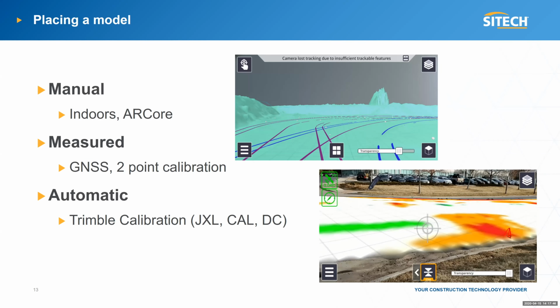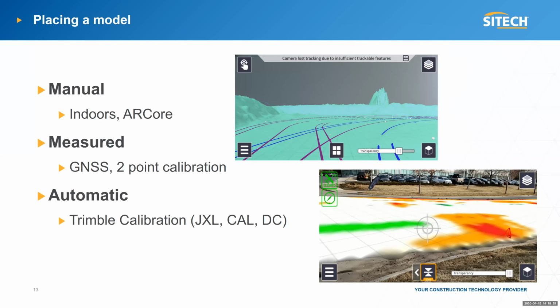There are 3 ways of placing a model. The first one, which is mostly for indoors, is the manual placement. So let's say indoors where you don't have a GNSS connection, where it's not possible, you can place the model manually by just using the ARCore application from Google and the camera of the phone. It will place the model by recognizing the differences between shades, colors, surfaces in your room.